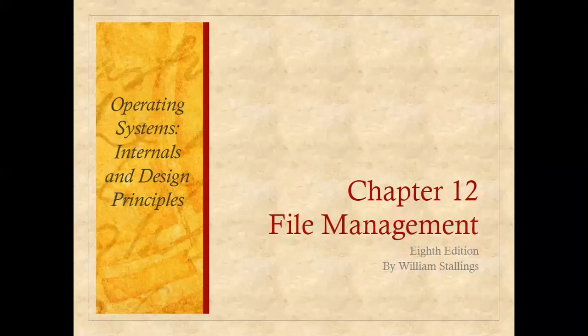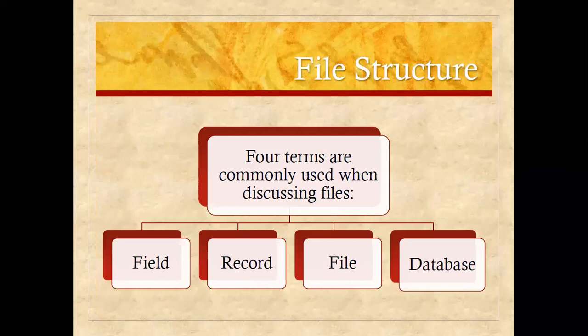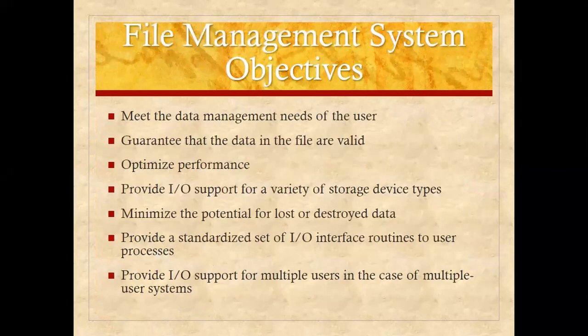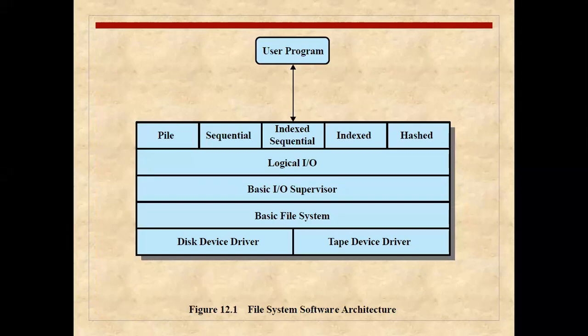So in the last class, we were discussing the file management system, why we are using file management, what is a file, what we mean by record, database, and field, and what the differences between them are. Then we discussed the file management objectives and the minimum user requirements, what the user actually requires from the file system point of view. Now, moving forward, file system software architecture: how we are managing our file system in our system.